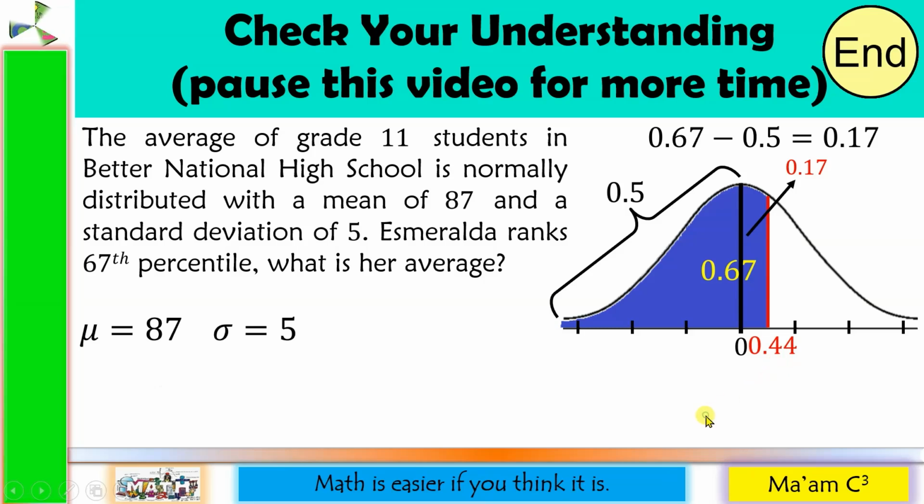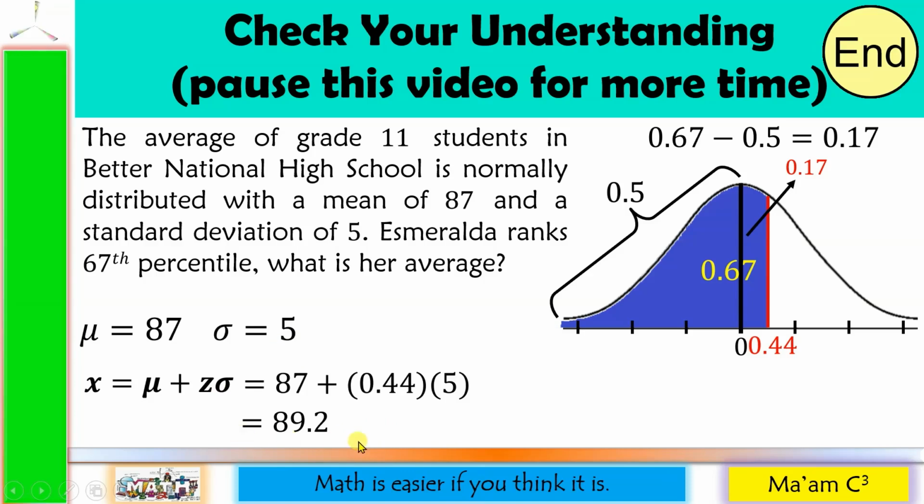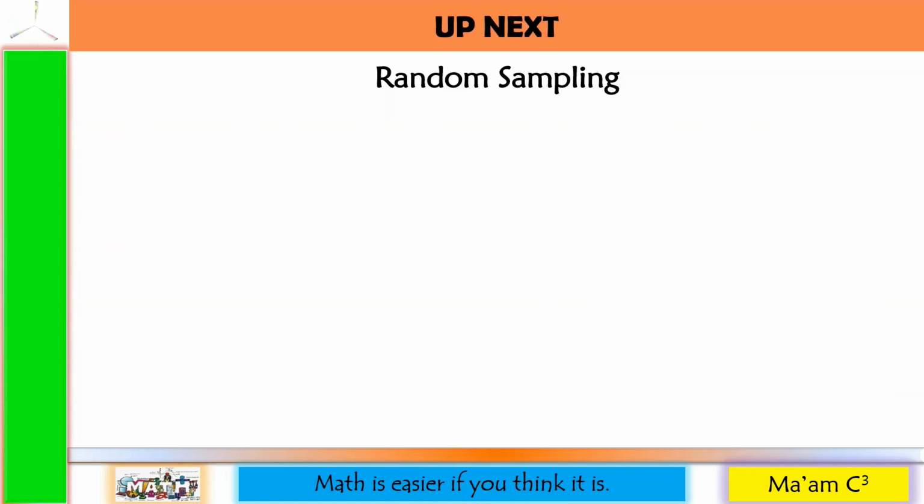To solve for the raw score, again, let us use our formula. Let us substitute. Our mu is 87. Our z-score is 0.44. And our sigma is equal to 5. And this will give us 89.2. This 89.2 is the average of Esmeralda. No need to round up, no need to round down, because average is usually given with decimal. So let us interpret. Esmeralda's average is 89.2. Our next lesson is random sampling.